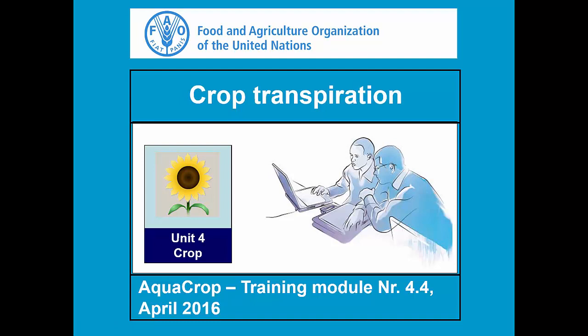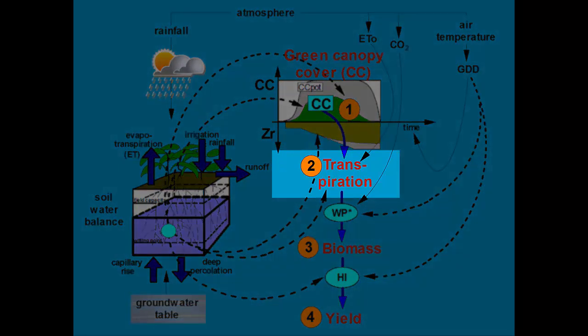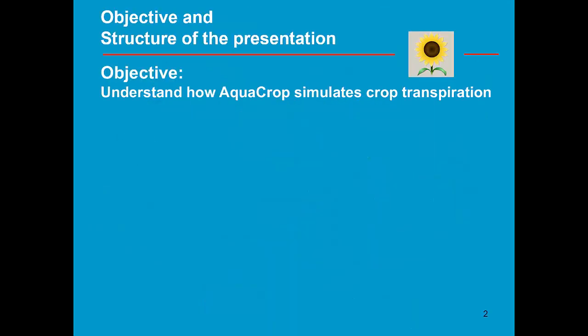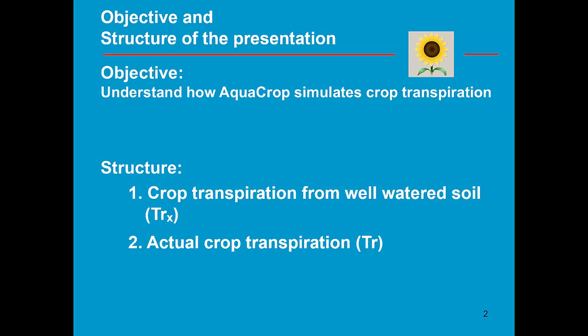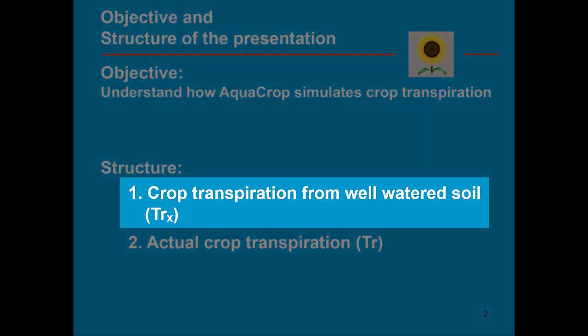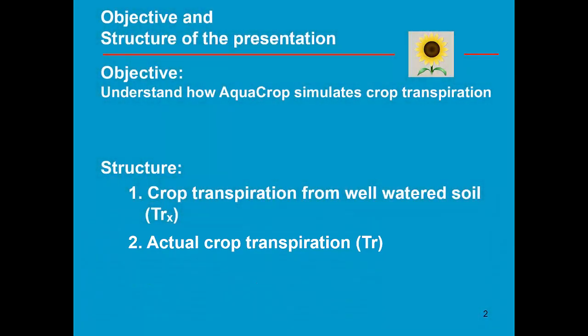Training Module 4.4 Crop Transpiration. In this module, we focus on the simulation of crop transpiration. The learning objective of this module is to understand how AquaCrop simulates crop transpiration. In this module, we look at crop transpiration from a well-watered soil and the actual crop transpiration, which might be less when water stress affects the transpiration process.